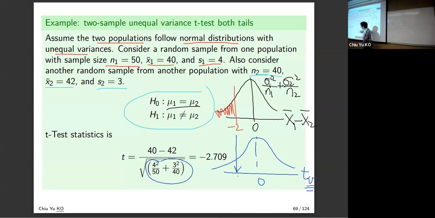You take a square root, right? It's still asking how many SD from this one. This is variance, and you replace the sigma by S. This is the estimated variance, you take a square root. We've been doing this all the time, right? Nothing new there. Turn out to be negative.